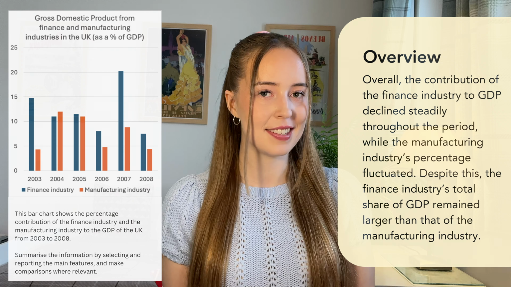We're digging down a little deeper. So how should we structure our details paragraphs? Well, in this instance, it's fairly clear how we can do this. So what we're going to do is write about finance in detail and then manufacturing in detail.